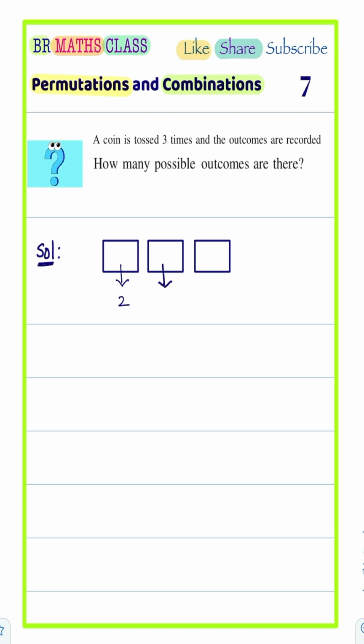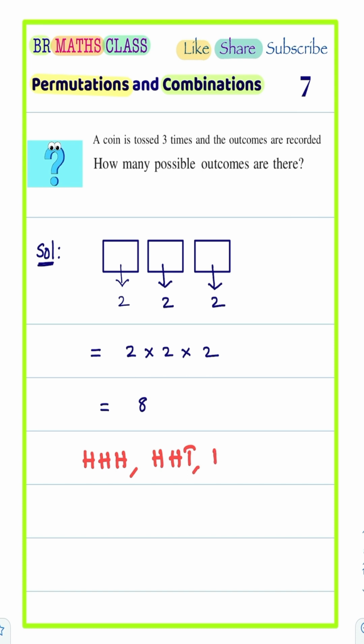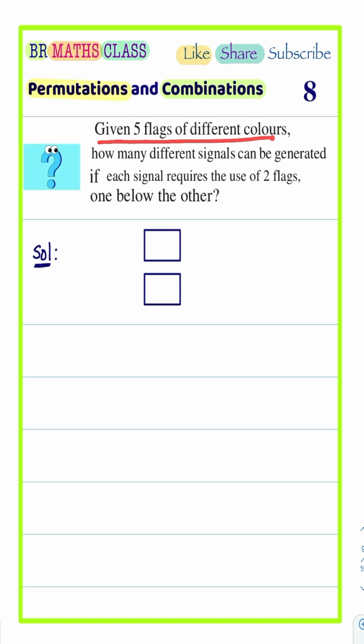Similarly, when a coin is tossed the second time, then it gives 2 results, head or tail. When a coin is tossed the third time, then also it gives 2 results, head or tail. By the fundamental principle of multiplication, the total possible outcomes are 2 into 2 into 2. That is nothing but 8. So what are those 8 means? See, when a coin is tossed 3 times, there is a chance of all 3 heads, 2 heads 1 tail, 1 head 2 tails. Like this, we can get.